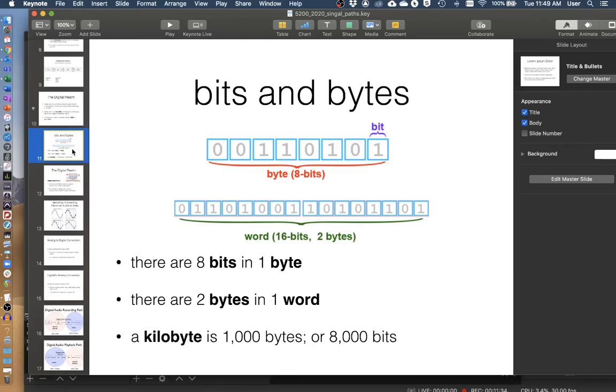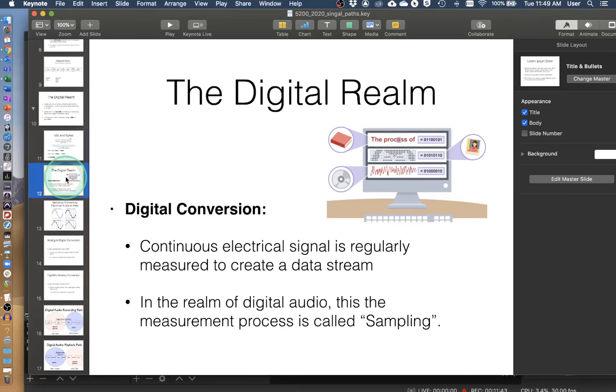relates to audio quality. And when we talk about digital audio, we also need to talk about storage and how we manage our files, because that acoustical electrical signal is measured to create a data stream, and that data stream is either streamed or saved by your computer. In the realm of digital audio, this measurement process is called sampling.